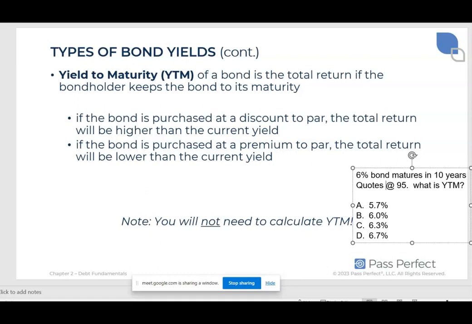Well, we can calculate the current yield pretty quickly. 6% bond, $60 a year, off of a $950 investment, 60 divided by 950, that works out to roughly 6.3%. Well, we know it's got to be more than that, so we've just eliminated choice C. What are we left with? D. Okay, so by process of elimination, we're able to figure out the answer without actually figuring out the answer.